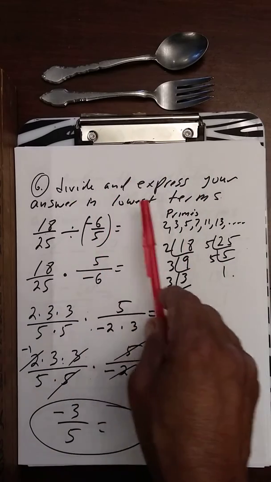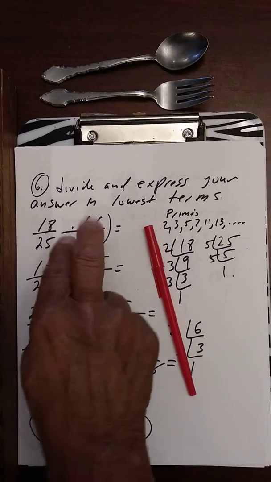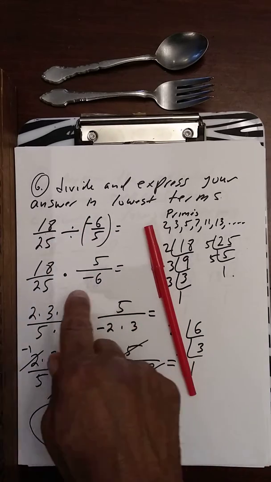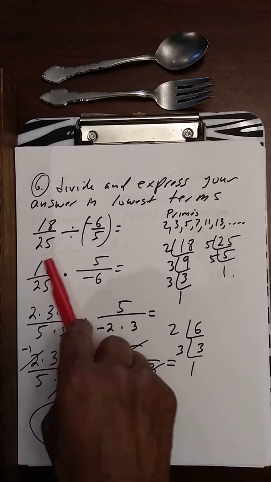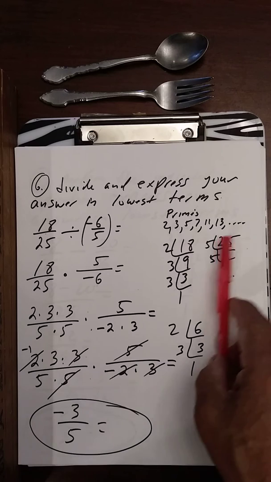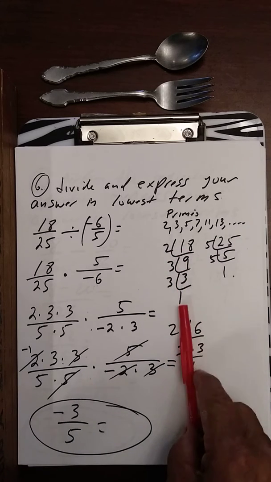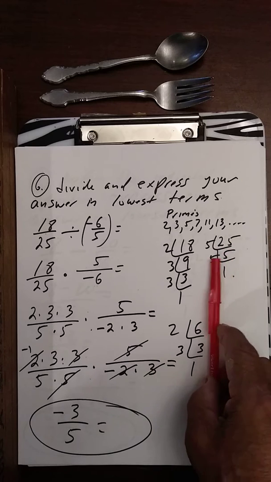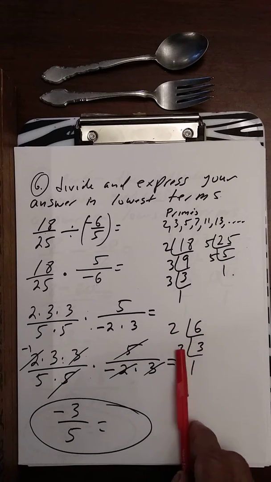Divide and express your answer in lowest terms. Alright, so first we need to take the reciprocal of this. We need to flip it upside down. So now we have 18 over this times that one. And we need to factor these in primes. 2, 3, 5, 7, 11, 13, and so on. 2 divides 18, 9. 3 divides 9, 3. 3 divides 3, 1. 5 divides 25, 5. 5 divides 5, 1. And 6: 2 divides 6, 3. 3 divides 3, 1.